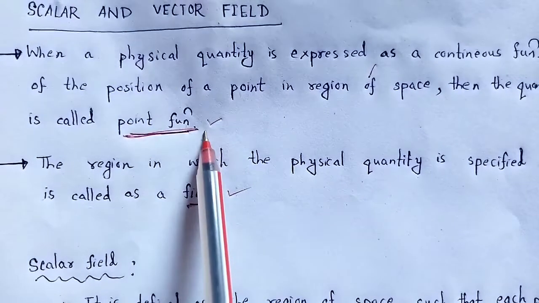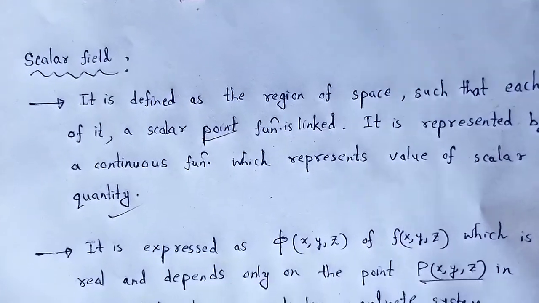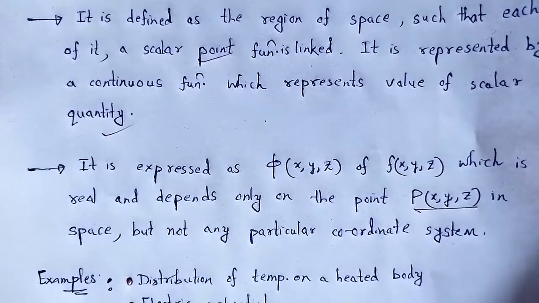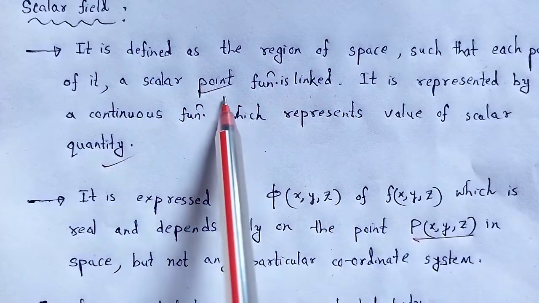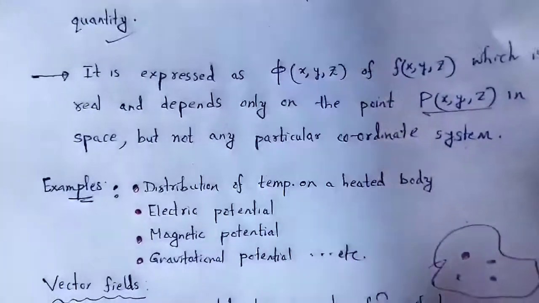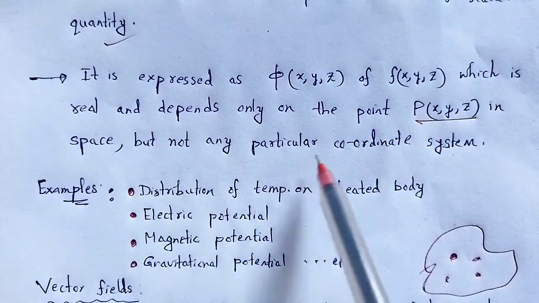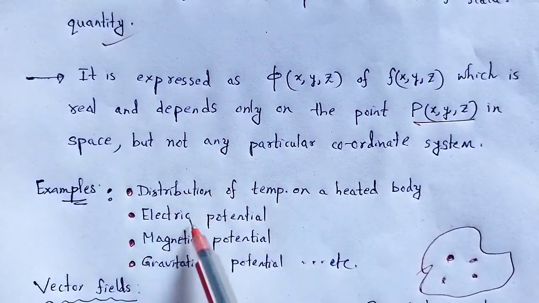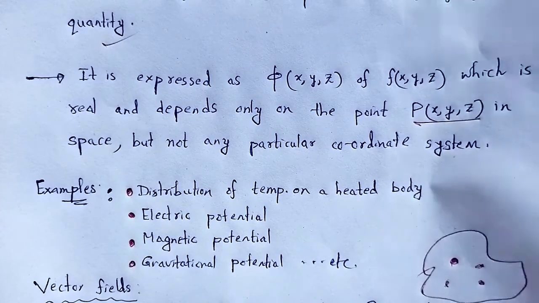We discussed what a point function is and what a field in space is, and again introduced the scalar field. What is the definition of a scalar field? A point in a region is associated with a scalar point function, with its mathematical representation, and it does not depend upon any coordinate system. Some examples of scalar fields: distribution of temperature in a heated body, electric potential, magnetic potential, gravitational potential, etc.